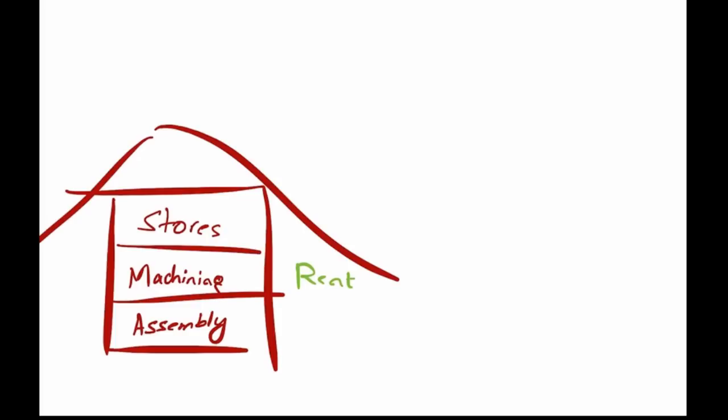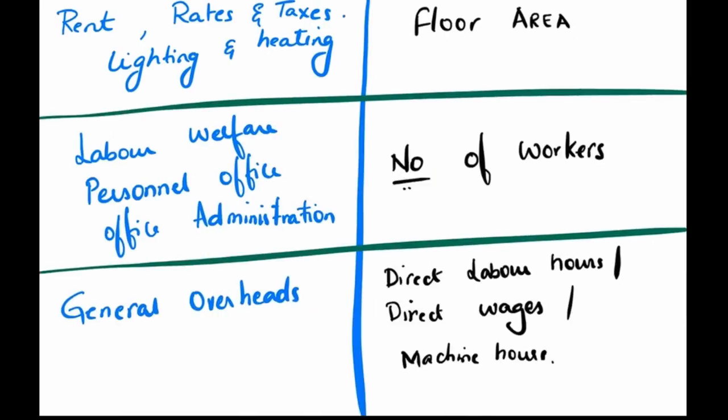Now let's say for an example, I have one particular building where stores, machining, assembly, all the three are happening at the same time in the same building. That means whatever rent I am incurring, it is not just for one particular cost center, but for all the cost centers. So I have to find out a reasonable way of dividing these expenses to different departments. This way of dividing expenses which are incurred in common to various departments is known as apportionment. Now I want you guys to look into certain examples of where we will be using this division.